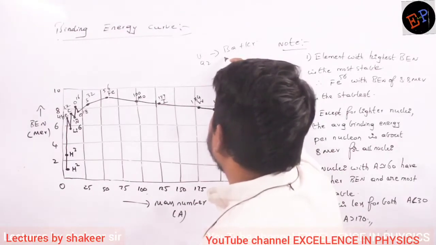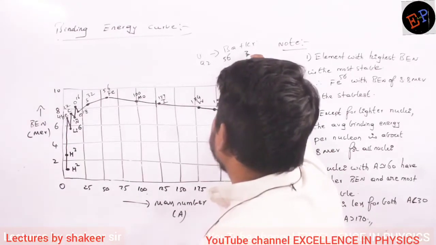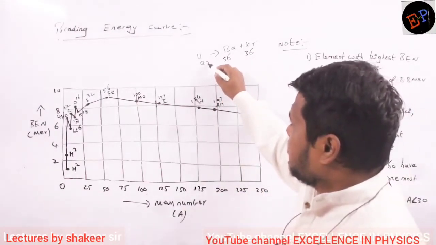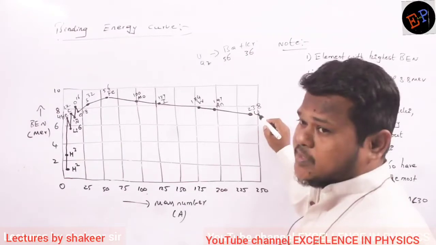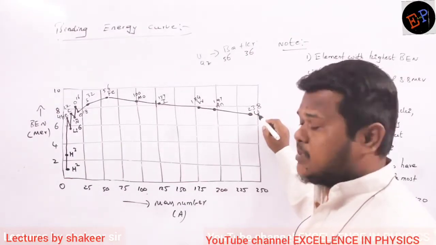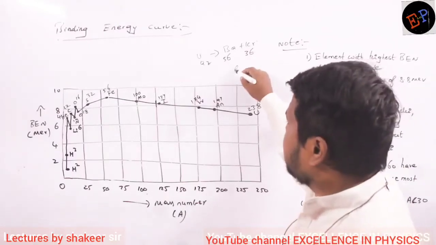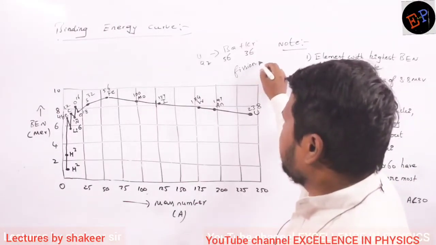It is 56 and krypton it is 36. Now see, uranium's atomic number is 92, but what is the mass number? 238. Are you able to understand? When they convert into barium and krypton, which kind of process is this? This is the fission process.